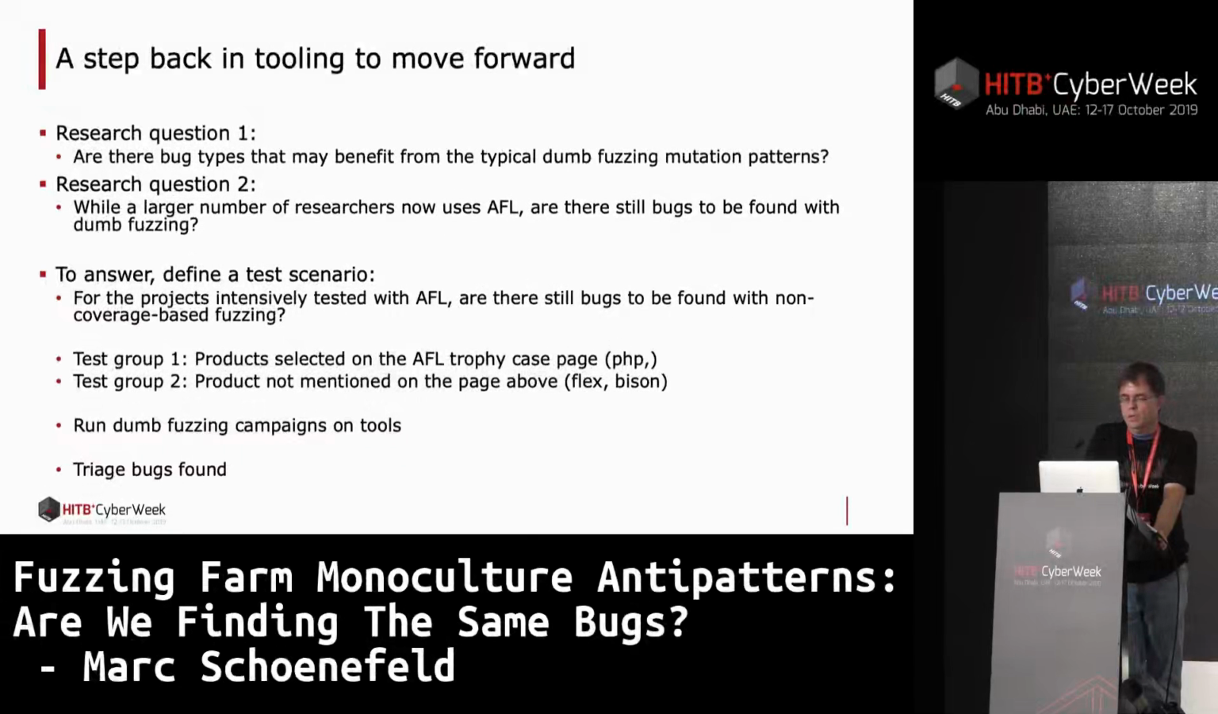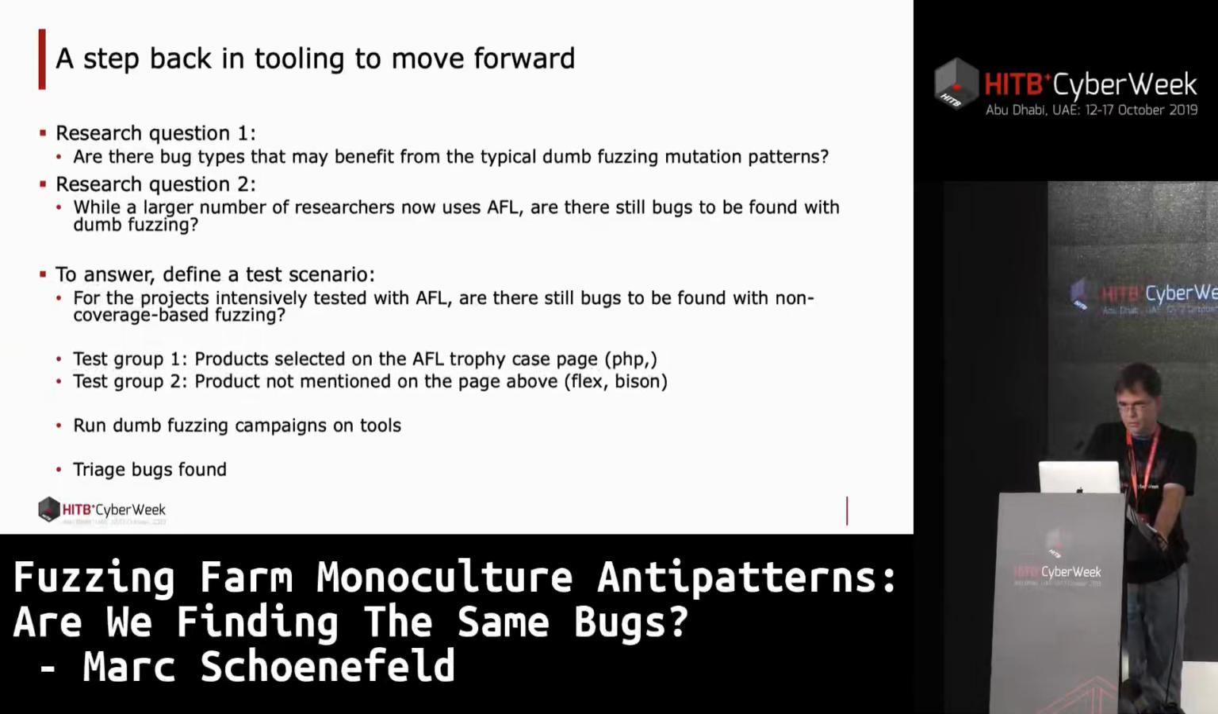That may be a bold statement, so I tried to look into what is possible with older tools. Are there bug types that may benefit from typical dumb mutation fuzzing patterns? Are there still a lot out there? Is it all fixed already, or do we really need the coverage-type fuzzing approaches for all campaigns? While a number of researchers still use AFL, are there still bugs to be found with dumb fuzzing?